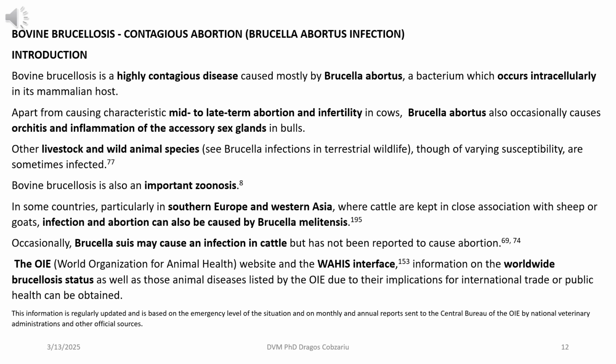Bovine brucellosis is also an important zoonosis. In some countries, particularly in southern Europe and Western Asia, where cattle are kept in close association with sheep or goats, infection and abortion can also be caused by Brucella melitensis. Occasionally, Brucella suis may cause an infection in cattle but has not been reported to cause abortion. On the World Organization for Animal Health website and the WAHIS interface, information on the worldwide brucellosis status as well as those animal diseases listed by the OIE due to their implications for international trade or public health can be obtained.